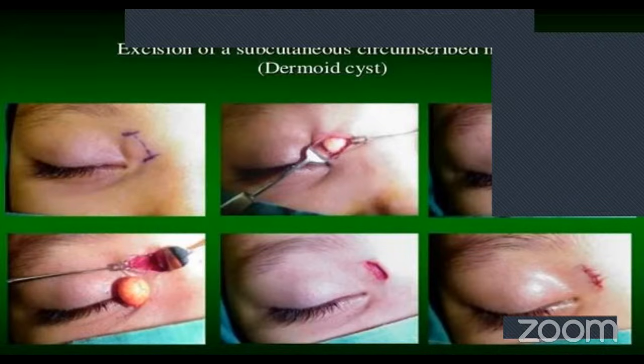So skin is free. That rules out sebaceous cyst and all. Then it's fluctuant, which rules out lipoma. Third thing, in long-standing dermoids, especially in the scalp and all, there can be bony indentation. We should always move the dermoid away and look for the underlying bone. Bony indentation will be there.